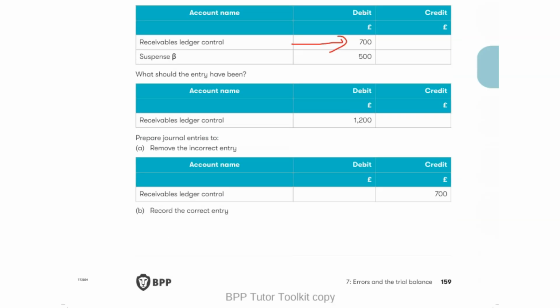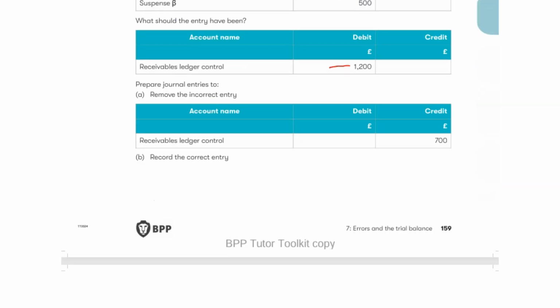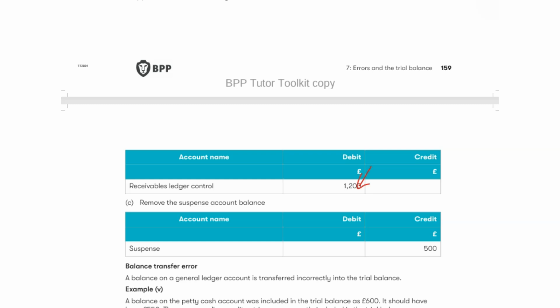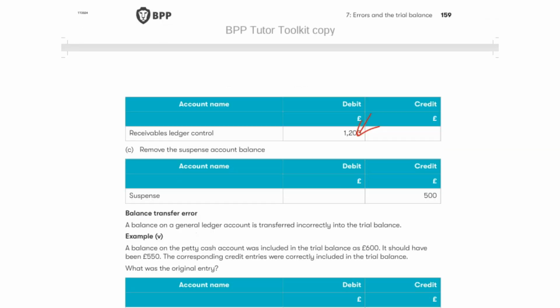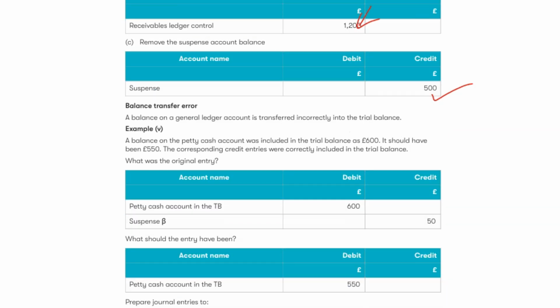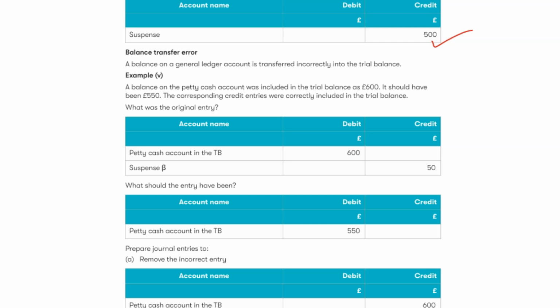But how do you do the entry? The entry should have been receivables debit 1200. Yeah, but we didn't do it. How do you remove it? Remove the incorrect entry of 700 and put the 1200, basically 500 up. So receivables debit 500 and suspense credit 500. That's how you do it. And then the balance transfer from ledger to trial balance, where sometimes we make mistakes.